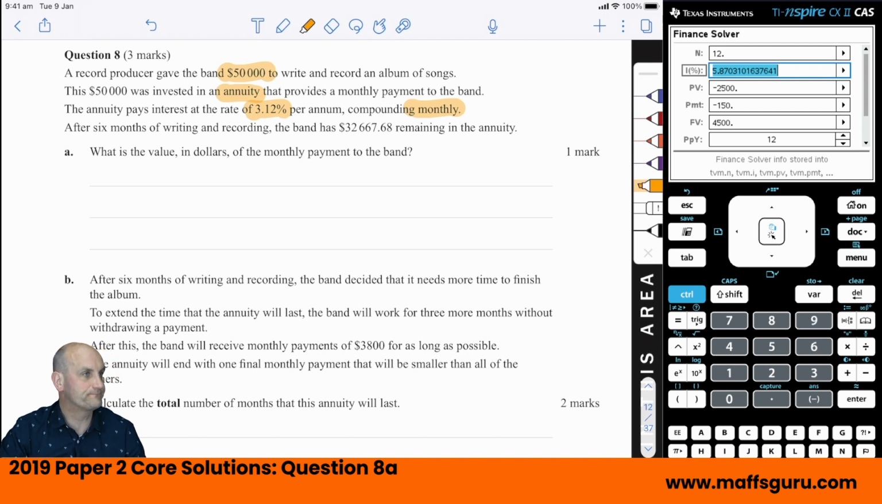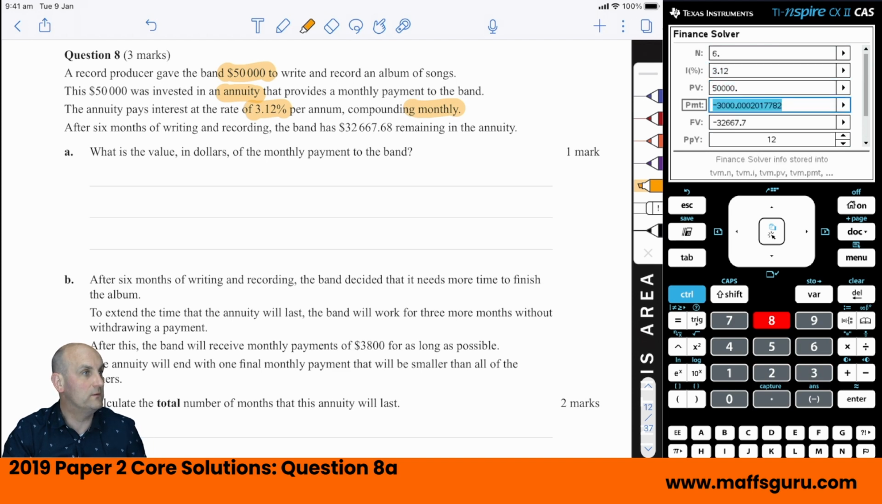Okay, so let's go back to this again. $50,000 invested in an annuity provides a monthly payment after 6 months. So 6 months, and the interest rate was 3.12. Principal value: the record producer gave the band $50,000, so they got $50,000. We don't know what the payment is going to be. The future value of that is minus, because we have to change the sign, 32667.68. Payments per year monthly, compounds per year monthly, we're done.